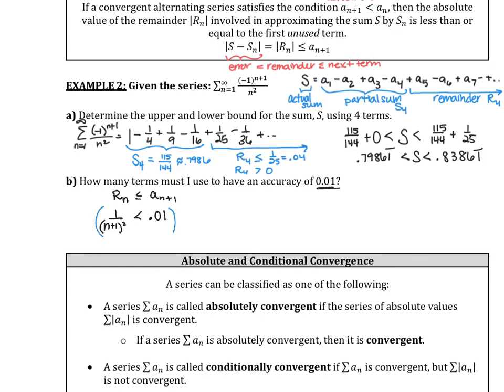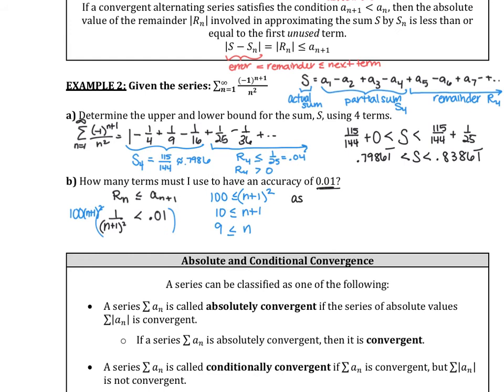Now, solving this one, I might multiply by 100 times n plus 1 squared to get 100 is less than or equal to n plus 1 squared. Now, it is possible that this is not able to be solved algebraically. Sometimes when we have these problems, we have to just figure out what term of our sequence gives us a number that is less than or equal to the accuracy that we're looking for. And if I go through and solve this, I get 10 is less than n plus 1, which means n needs to be greater than or equal to 9.